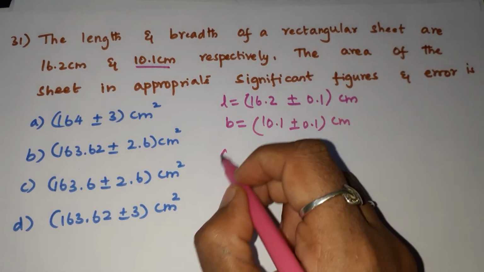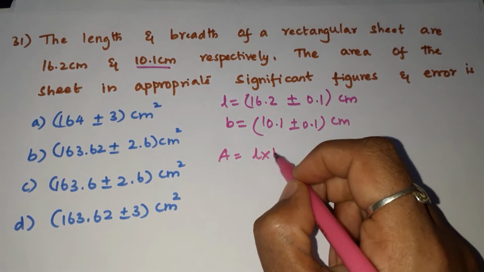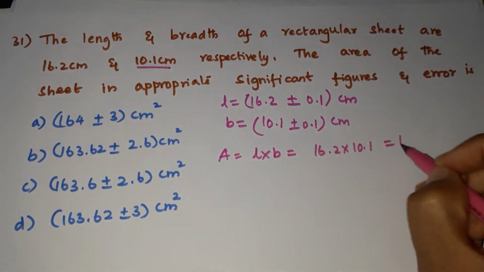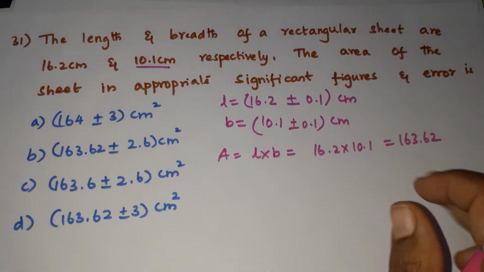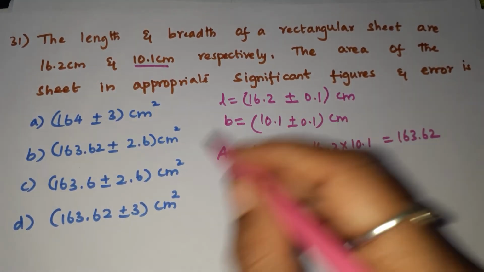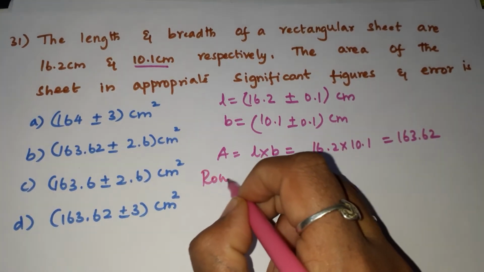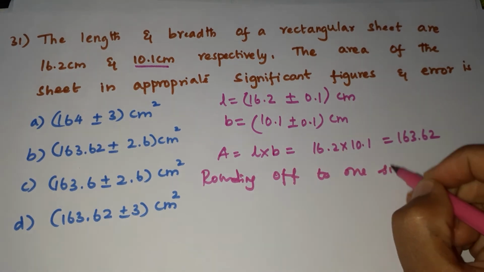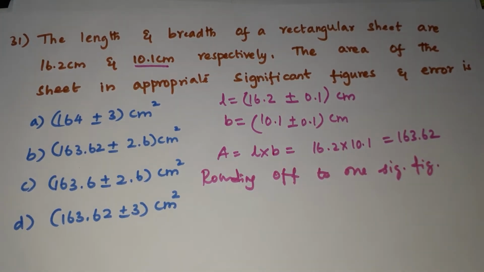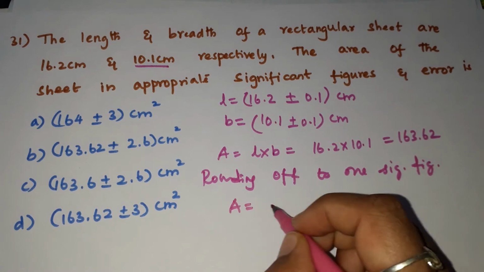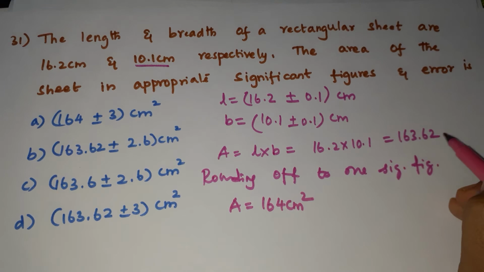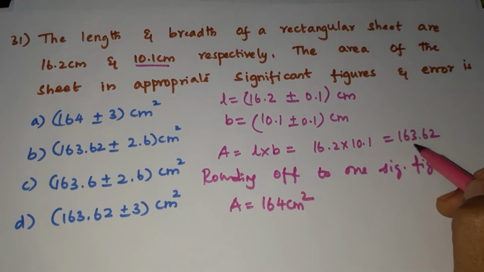So what is the area? We know that area is length into breadth. That means 16.2 into 10.1, which will be 163.62. So rounding off to three significant figures, A equal to 164 centimeters square, because we have 163.62. If it is above 5, we add 1, that is 164.